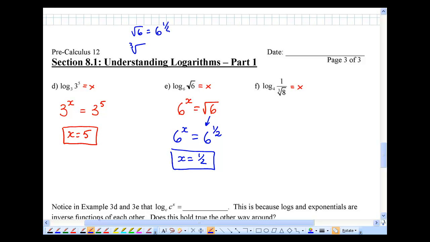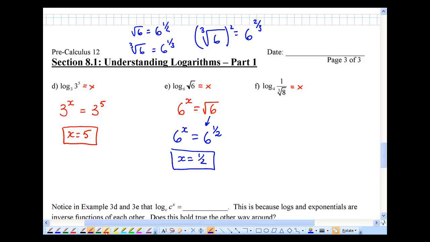If I wrote down cube root of 6, that'd be 6 to the 1/3. Remember that kind of stuff? And if I wrote down cube root of 6 all squared, that's just 6 to the power of 2/3. Good old exponential stuff from, I think, grade 10.